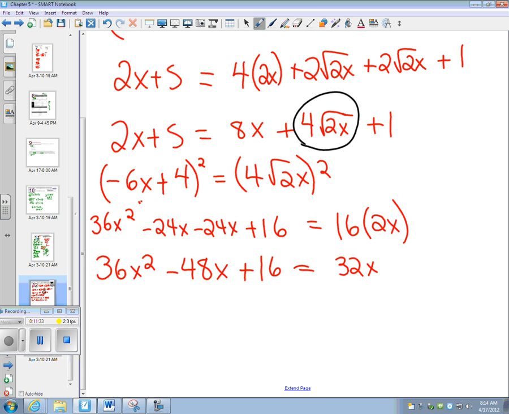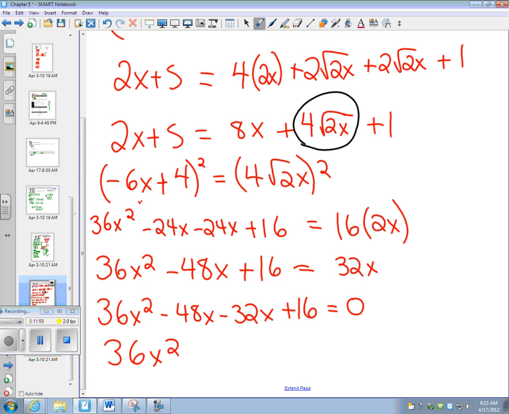I'm going to set one side to be 0 so I can use my quadratic skills. I'm going to subtract 32x from each side. So 36x squared minus 48x minus 32x plus 16 is equal to 0. Well, 48 minus 32, I think is 80, right?